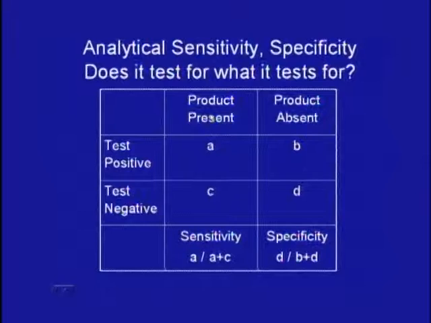In this case, the sensitivity, if your product is present and your test is positive, you're in cell A. If your product is present, but your test says it isn't, you're in cell C. And your sensitivity is how many true positives do you have when the product is actually present. Specificity is sort of the opposite. If your test says it's negative, is it truly absent? Or are there times where you have false positives where your test says it's there, but it's absent?